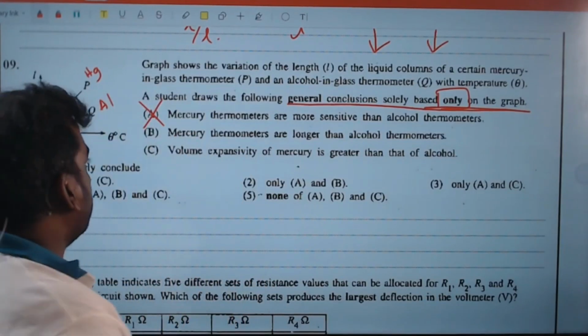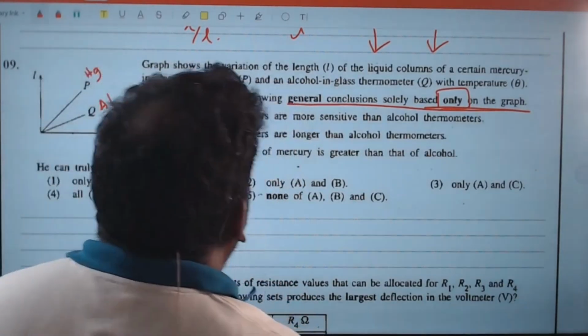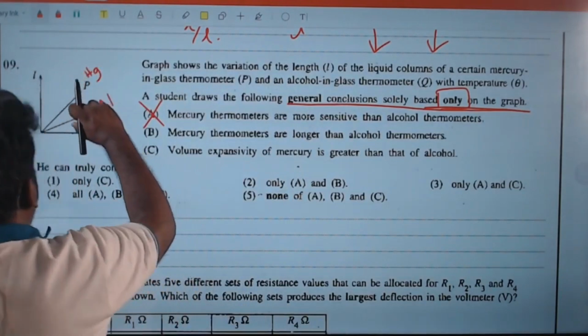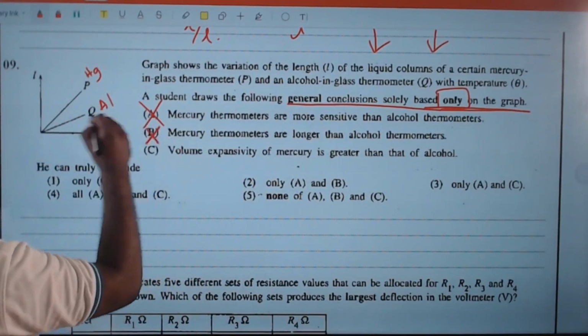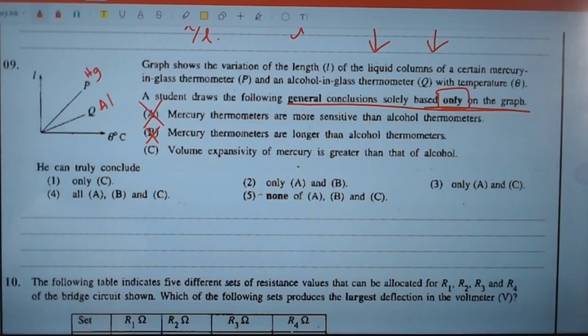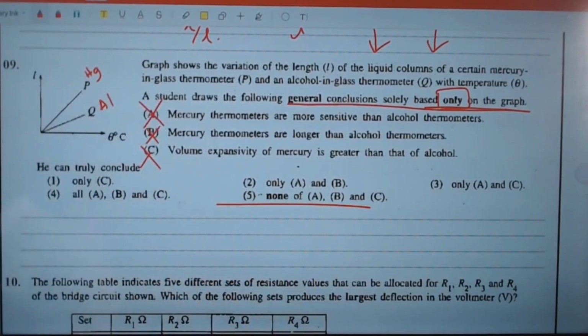Expansivity is high. Mercury thermometers are longer than alcohol thermometers. Just looking at this, we can't come to a physical conclusion. Volume expansivity of mercury is greater than alcohol. Wrong. None of this, A, B, C. All are wrong. Right there.